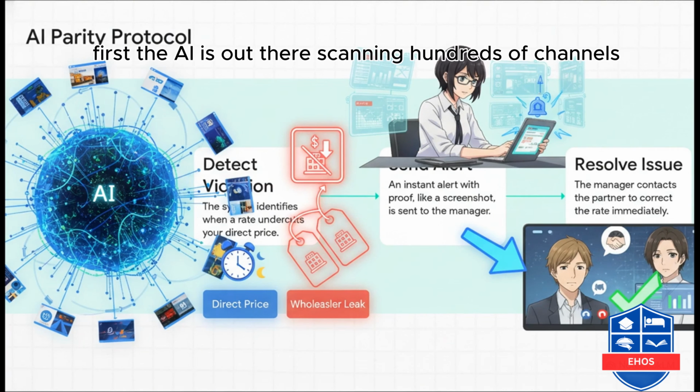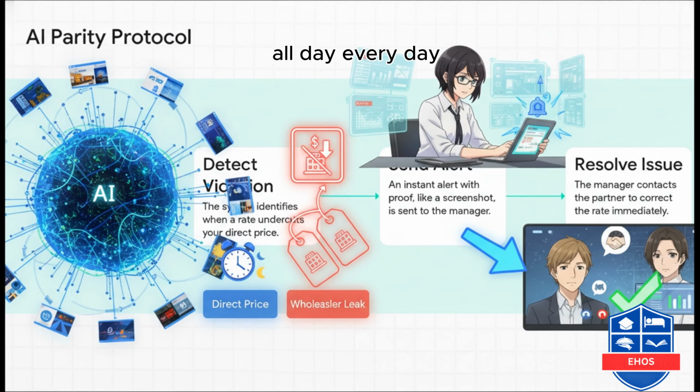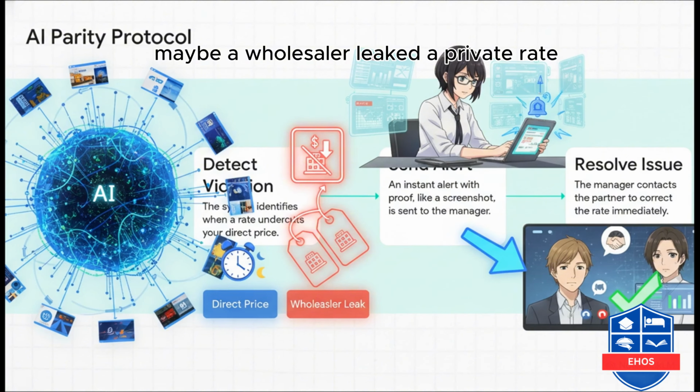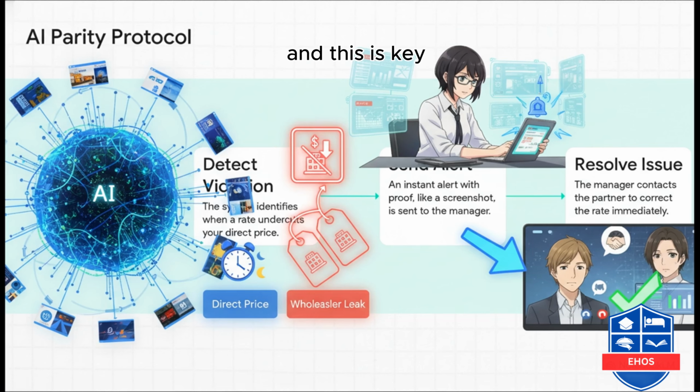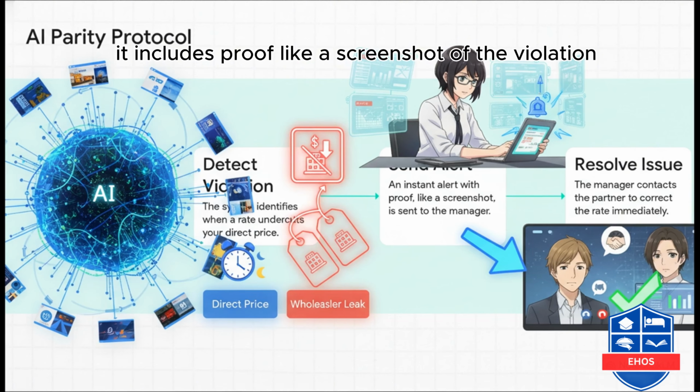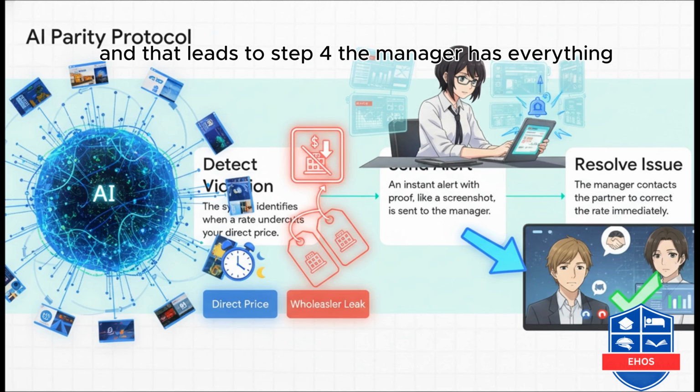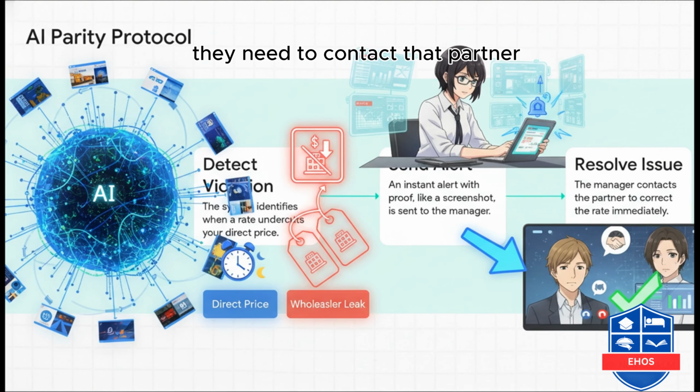First, the AI is out there, scanning hundreds of channels all day, every day. Then, boom, it detects the violation. Maybe a wholesaler leaked a private rate they shouldn't have. Step 3, it sends an instant alert to the right person, and this is key, it includes proof, like a screenshot of the violation. And that leads to Step 4. The manager has everything they need to contact that partner and get the issue resolved fast. It's a really clean, effective loop.